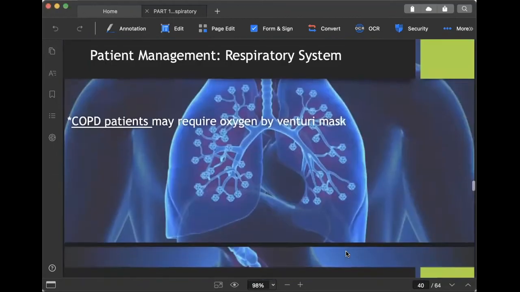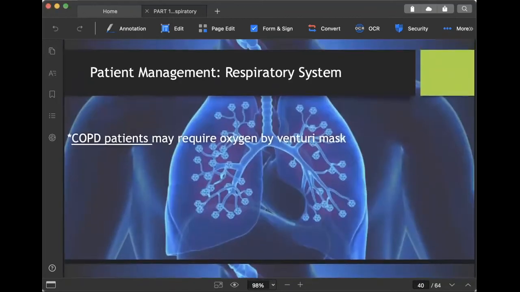A COPD patient may require oxygen by Venturi mask. These patients are sensitive to oxygen, and a small increase in the percentage of FiO2 delivered may result in elevated carbon dioxide and also respiratory depression.